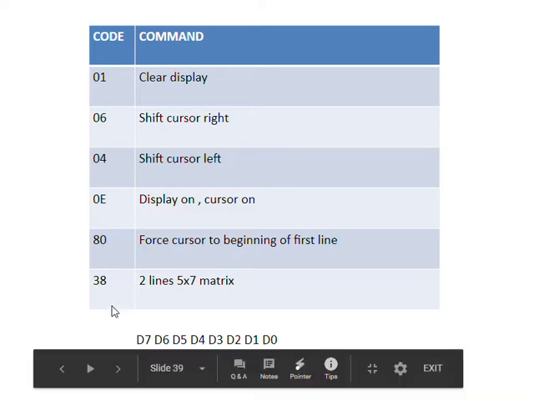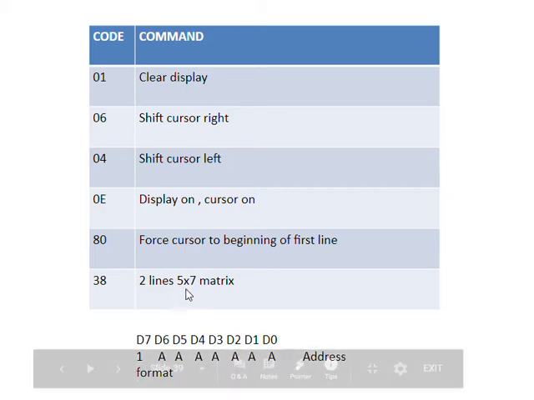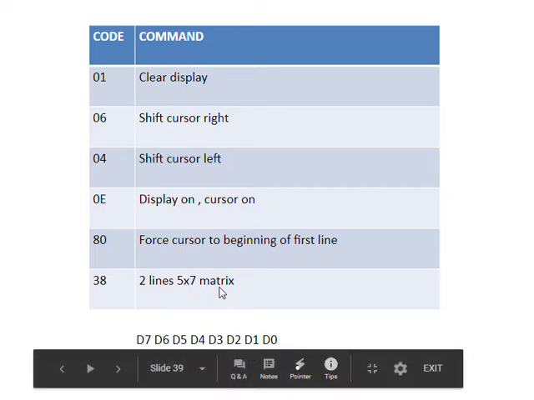Then the next command is 38. It configures the LCD as a two-line LCD display with each character represented by a 5 cross 7 matrix.